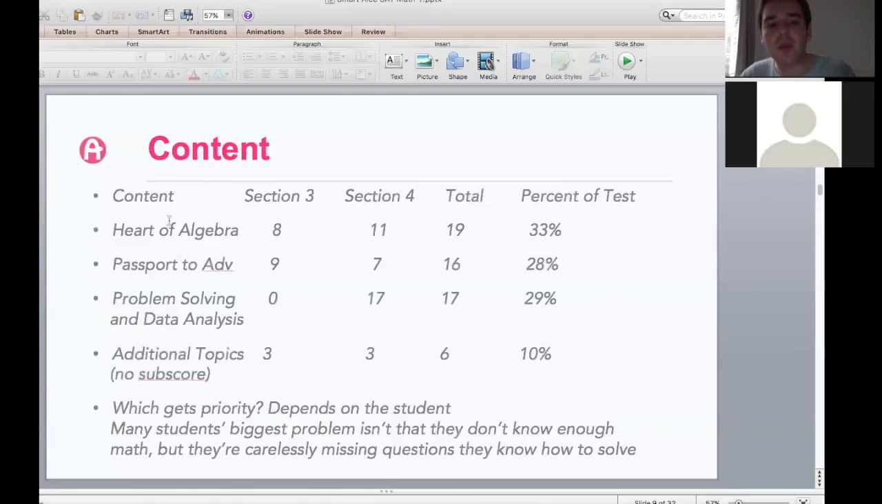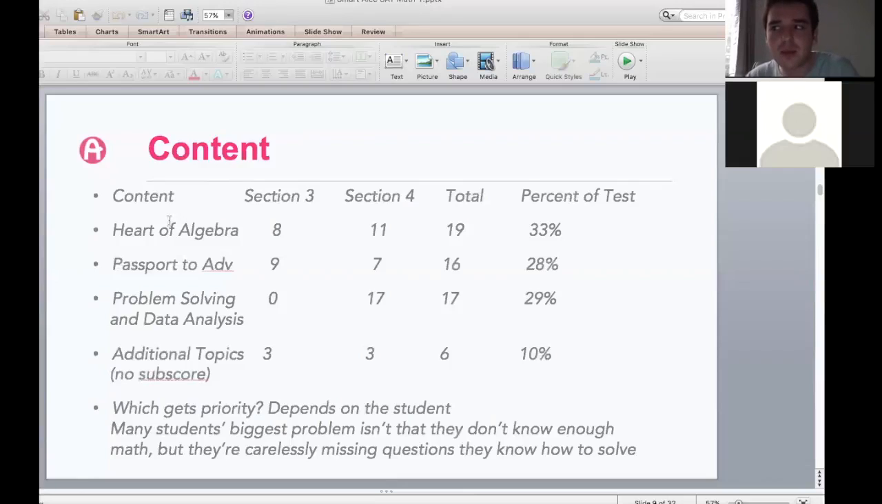We'll get into all of these in a moment. Problem Solving and Data Analysis is only on Section 4, and this is like graphs and interpreting things like that. So they aren't necessarily calculator intensive, and they are distributed throughout the whole test. There are quite a few questions where it is really as simple as, can you read this graph? Passport to Advanced Math is sort of higher level algebra. It's more than just linear. You're getting into quadratics. And the Additional Topics is sort of a grab bag of Algebra 2 and geometry.